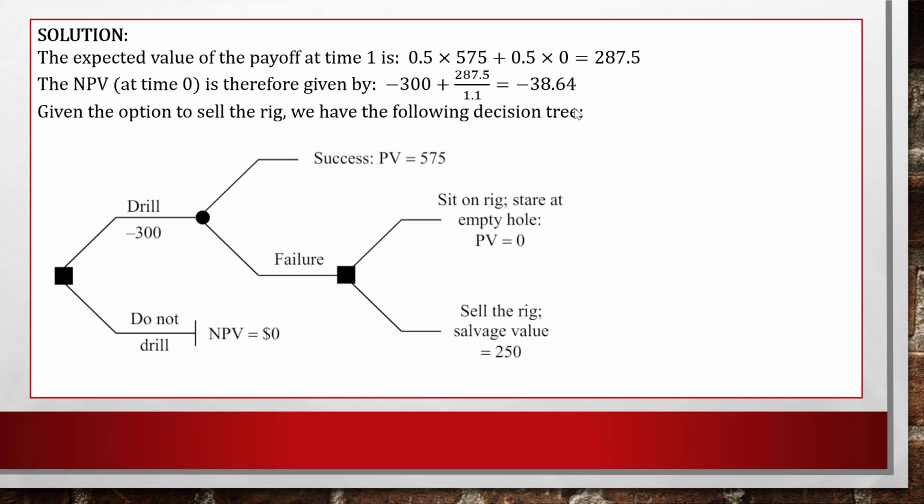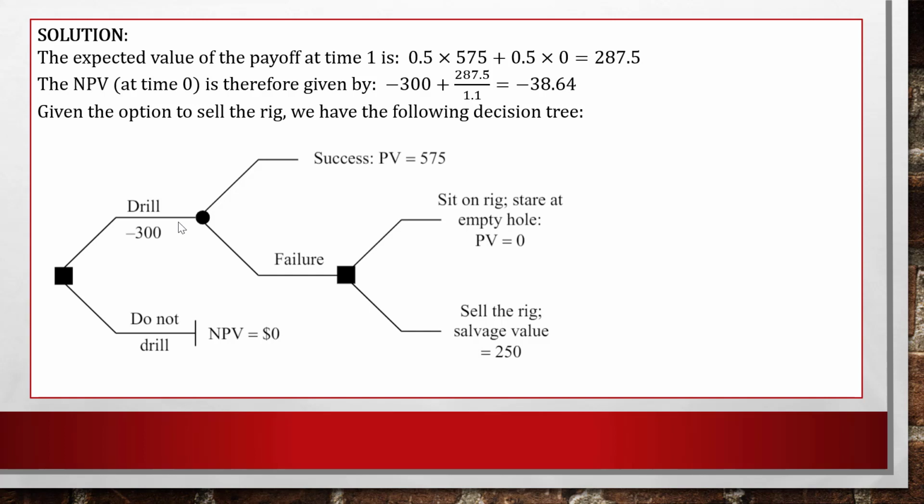So we see here, at the beginning we have two options, either drill or do not drill. If you drill, that means you have the initial investment of $300, so you have to subtract $300. If you do not drill, then there's no activity. The net present value is 0, of course.